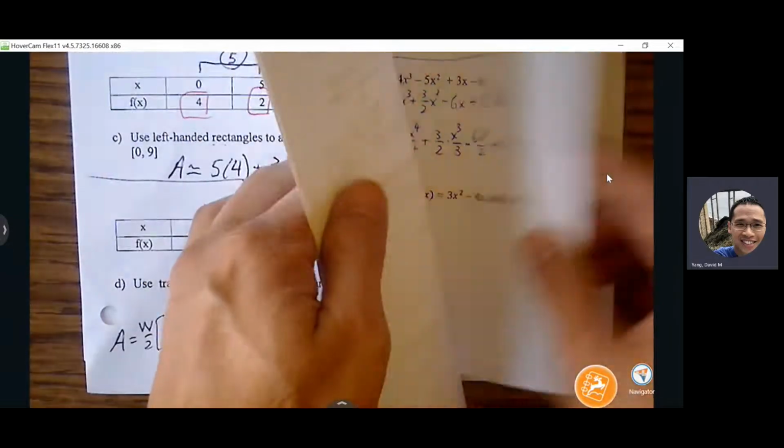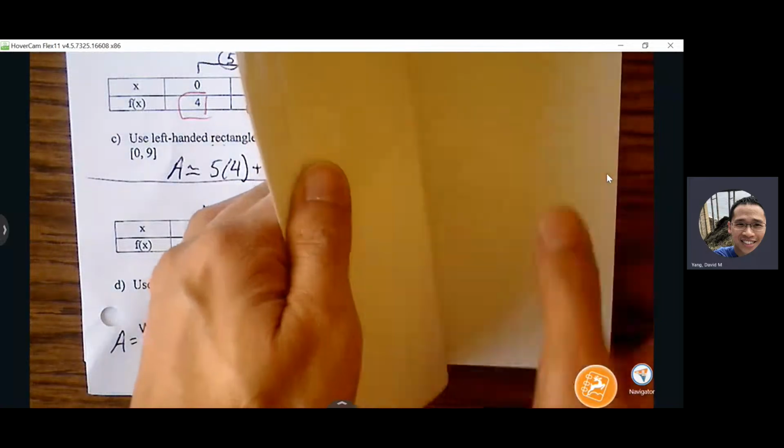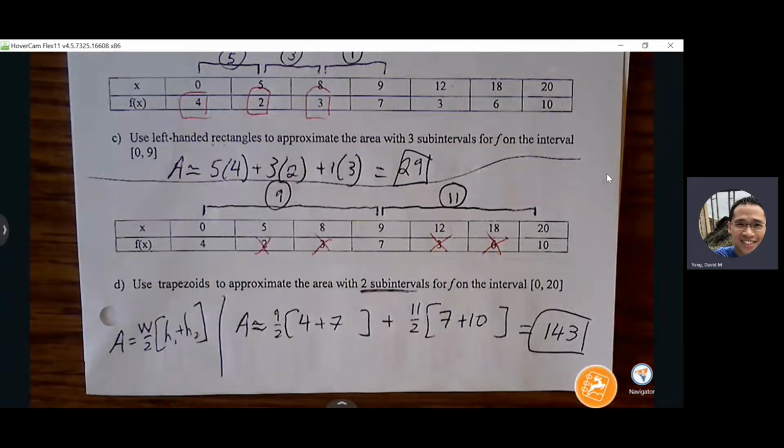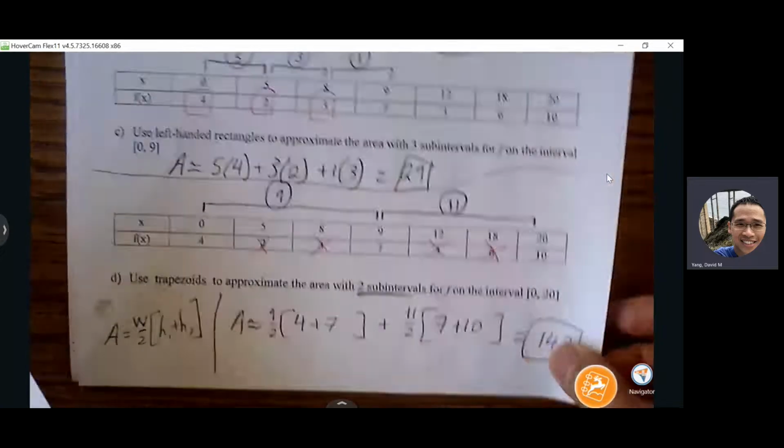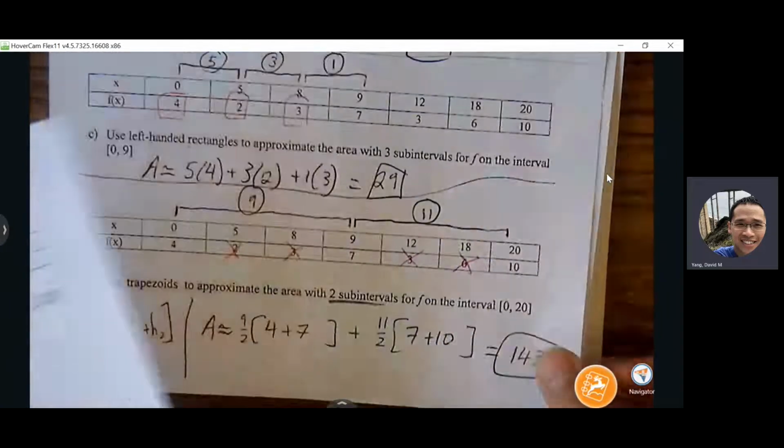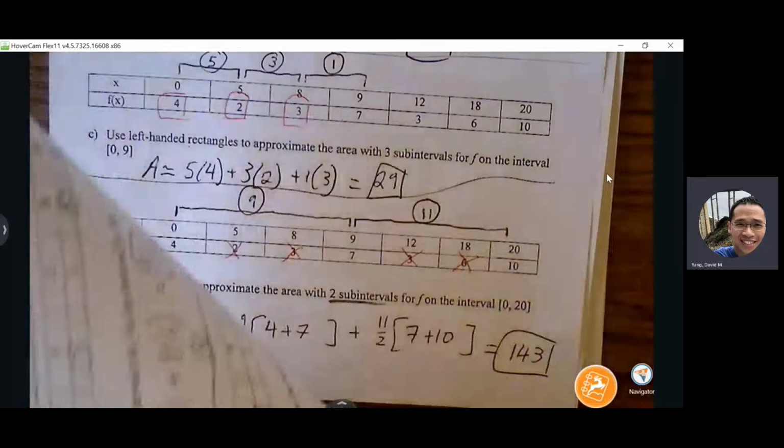All right, so if you guys can turn to the back page, I want you guys to try those problems starting with 2A. I'm going to walk around and just see how you guys do.